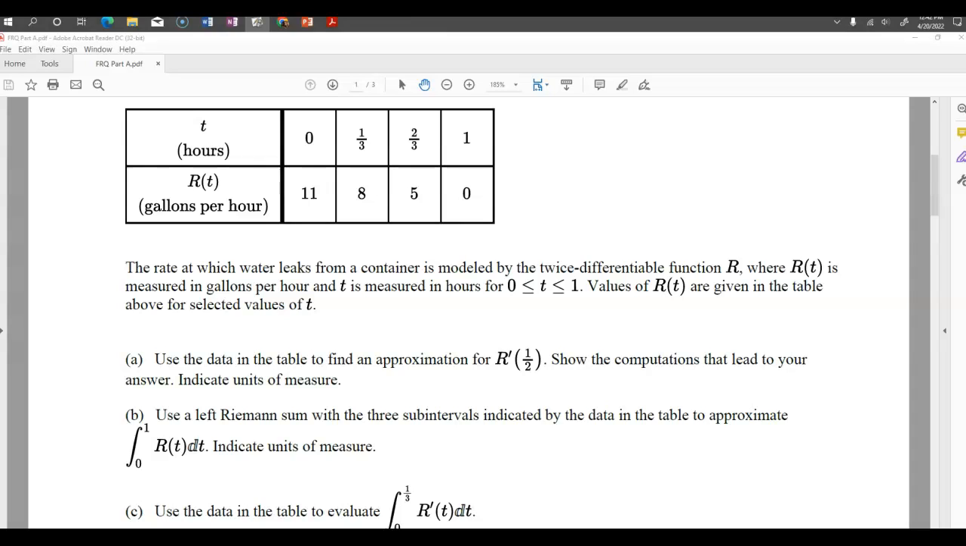Part B tells us to use a left-handed Riemann sum with 3 subintervals indicated in the table to approximate the integral 0 to 1. Once again, they want us to indicate the units of measure. All right, so here we go. We want to do a left Riemann sum. So first of all, let's find our bases. From here to here is 1/3. From here to here is 1/3. And here to here is 1/3.